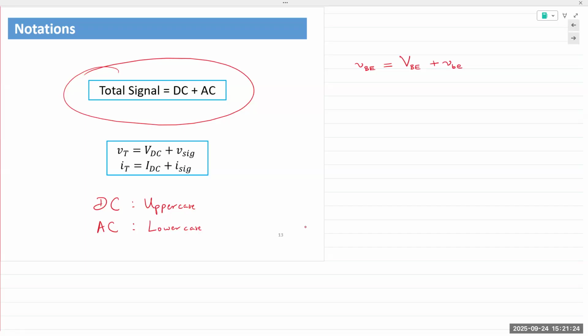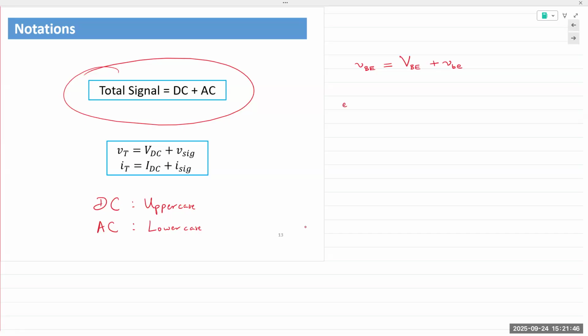Okay. So the AC notation for V would be lowercase v. And if you're measuring just AC, the B and E would also be listed as lowercase. So vbe. And that would be the AC signal, while the first one, with lowercase v and uppercase subscript, is the total signal.